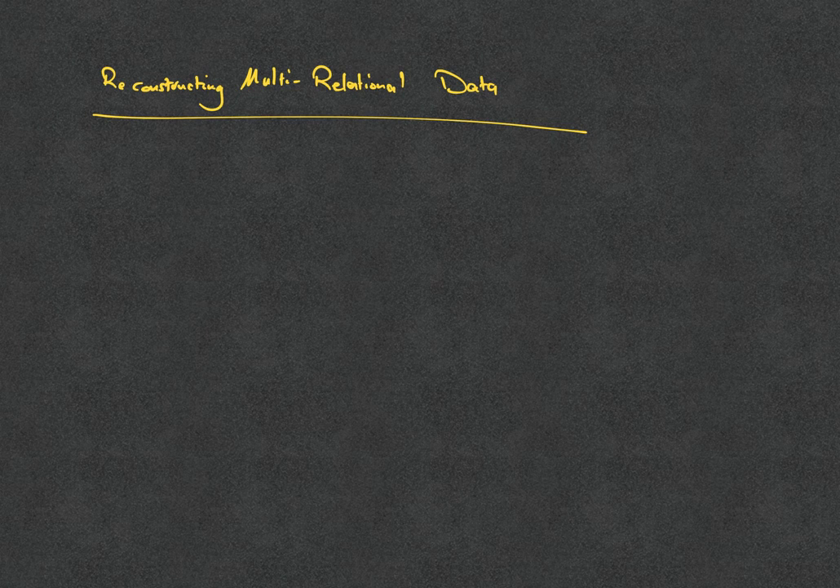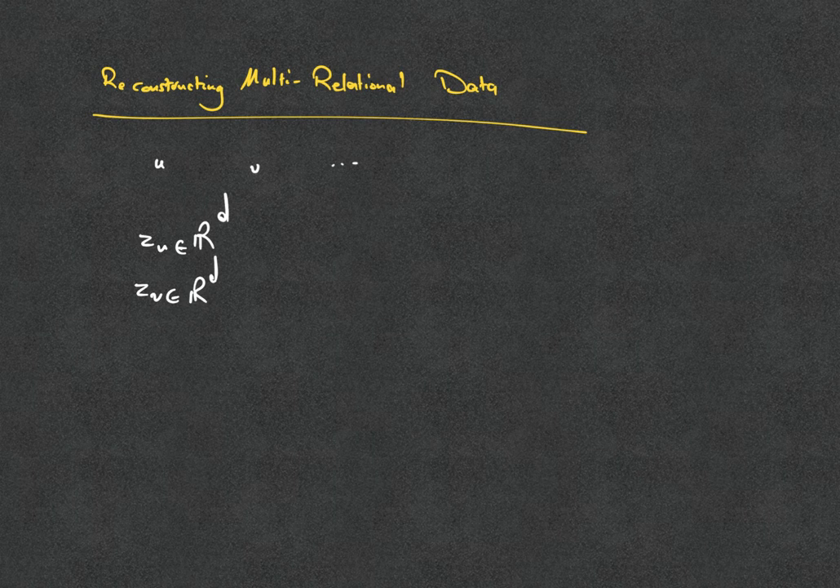So let's talk about reconstructing the multirelational data. Now, what was the goal as we discussed before? Let's say we have a node U, a node V, and a bunch of other nodes. And we have the hopefully low-dimensional representations ZU and ZV. The goal is to be able to reconstruct a relationship between the two.